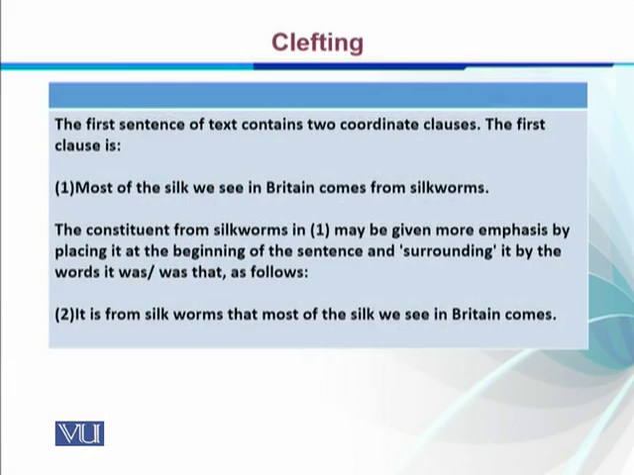If you look at the first sentence of the text, it contains two coordinate clauses. Most of the silk we see in Britain comes from silkworm. The constituent silkworm may be given more emphasis by placing it at the beginning of the sentence, surrounded by it and some form of the verb to be. For example, it can be: it is from silkworm that most of the silk we see in Britain comes. In this sentence, silkworm has been moved from its usual place because we wanted to give it special emphasis.